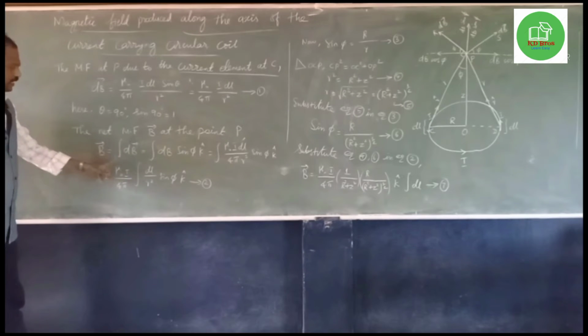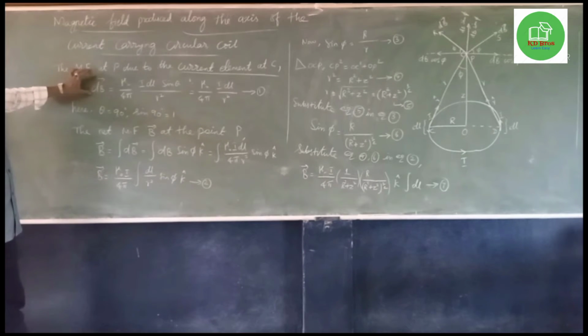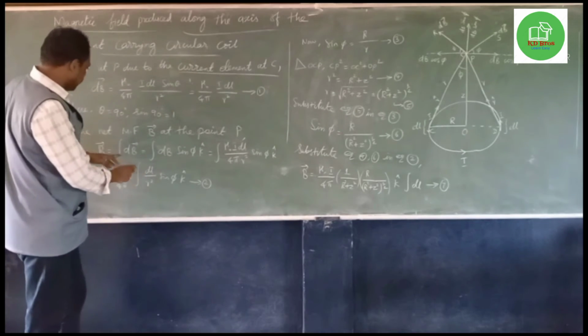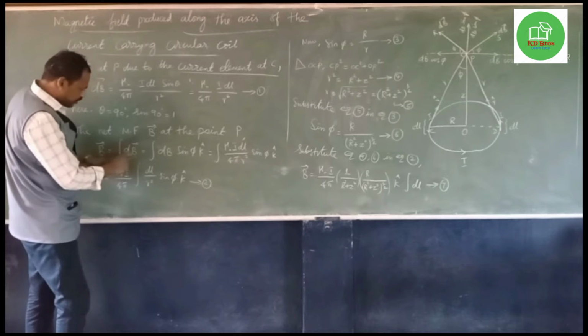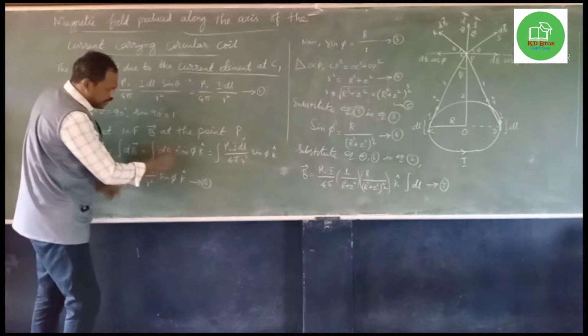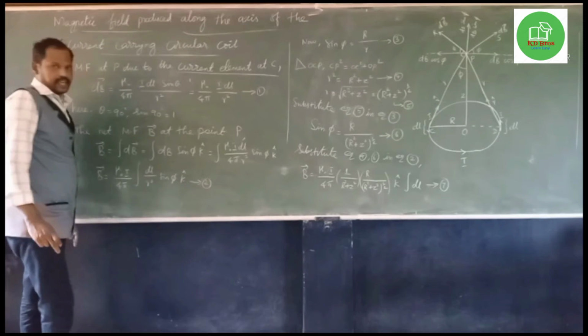So it is equal to integration of dB vector. So what is dB vector? Mu naught divided by 4 pi. Okay, so here we have to substitute dB vector. dB vector will be written like this: integration of dB sin phi into k cap.